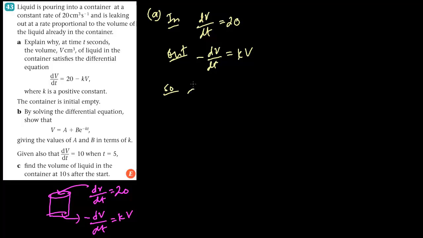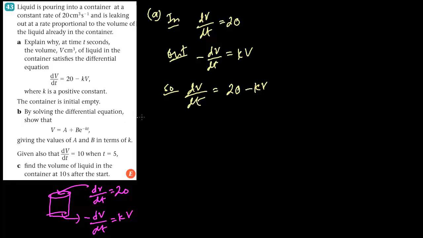So question number A. Liquid pouring in is dV by dt equals 20 cm3 per second. Liquid pouring out is a negative rate, minus dV by dt, proportional to V. So dV by dt is 20 minus kV. So that is the overall rate. So the main question is solving the differential equation.